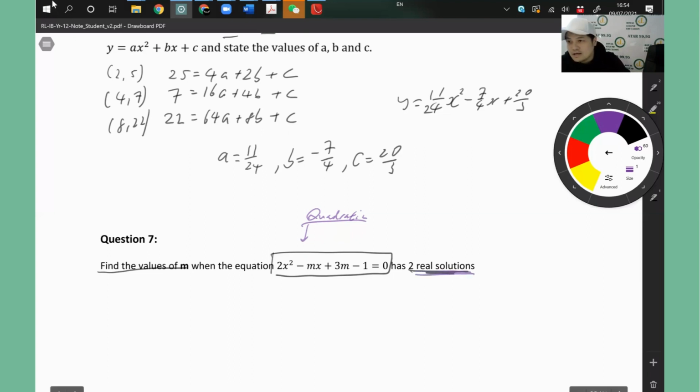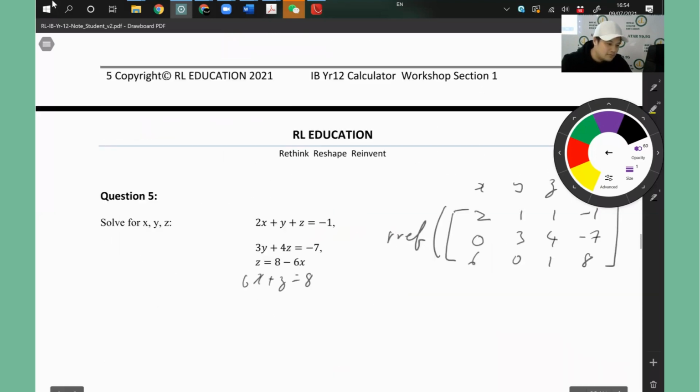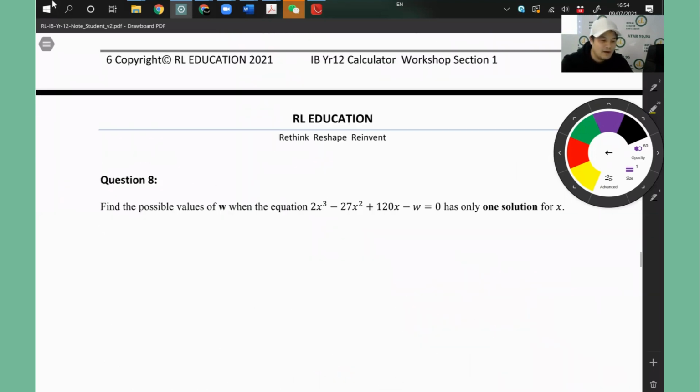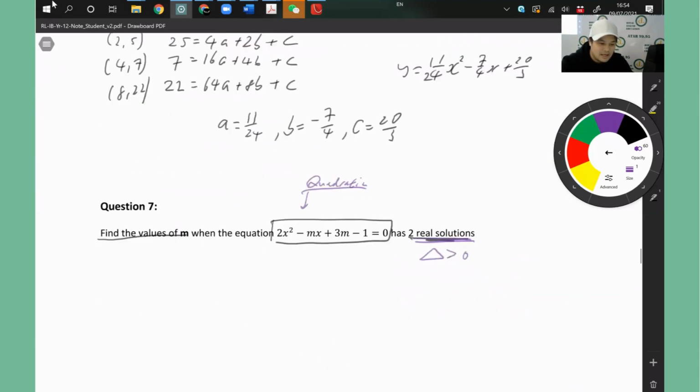Quadratic solution. So what concept am I using? Discriminant. Right, agree? 2 solutions, which means discriminant larger than 0. So I'm going to use discriminant. Yeah. No double REF anymore. Don't follow the pattern, like, oh, question 5, double REF. Question 6, double REF. Question 7, double REF. That's no pattern in exam. You look at this first.